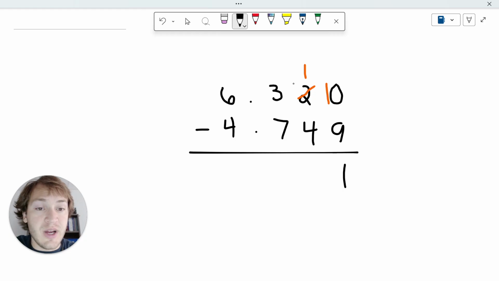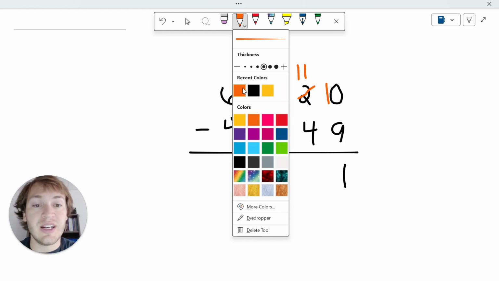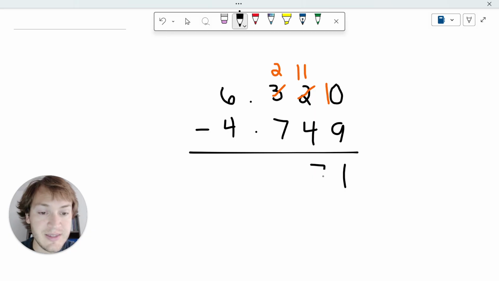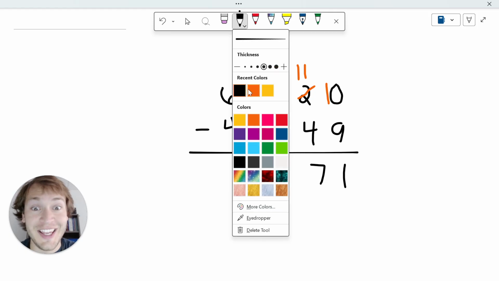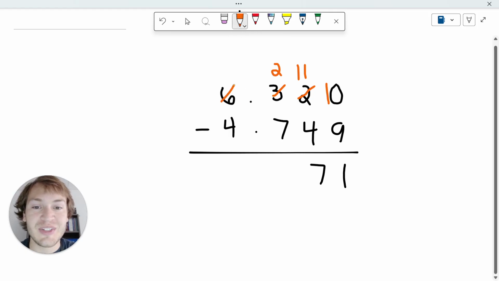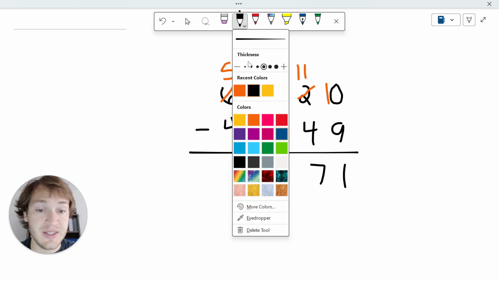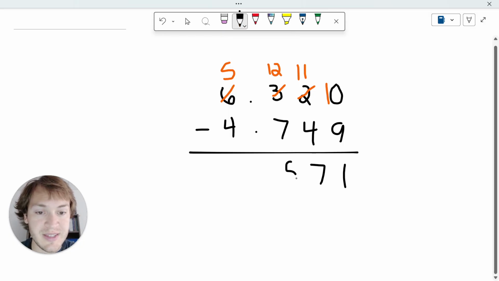10 minus 9 is 1. 1 minus 4, we can't do that. So let's borrow again. So we'll make this 3 a 2, and then that 1 an 11, right? 11 minus 4 is 7. Okay, 2 minus 7, we can't do that. So we have to borrow one more time. So the 6 becomes a 5. And then 2 becomes a 12. 12 minus 7, now that we can do, right? So 12 minus 7 is 5.